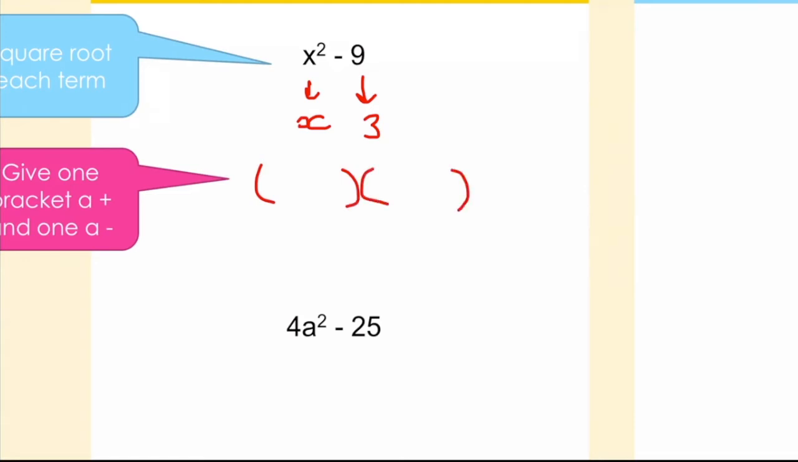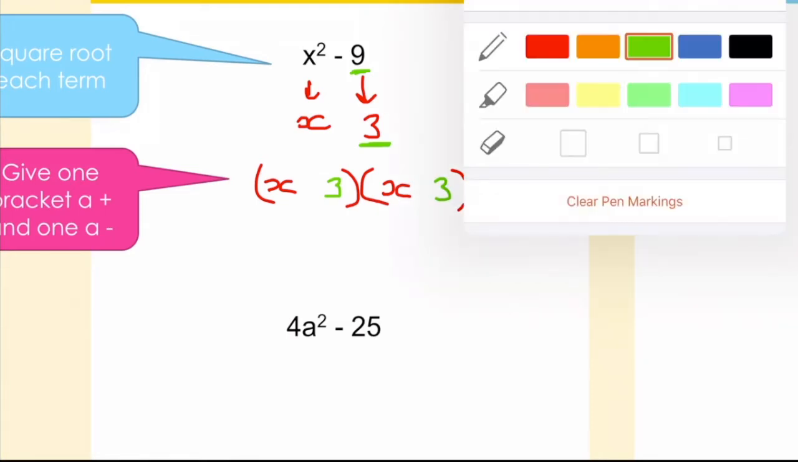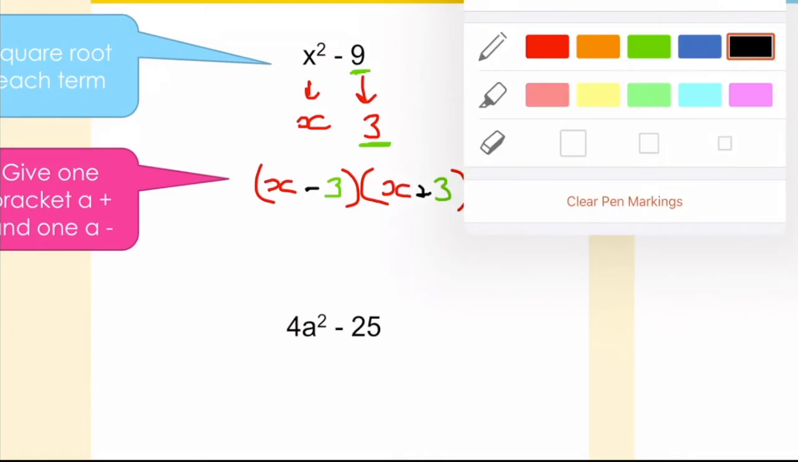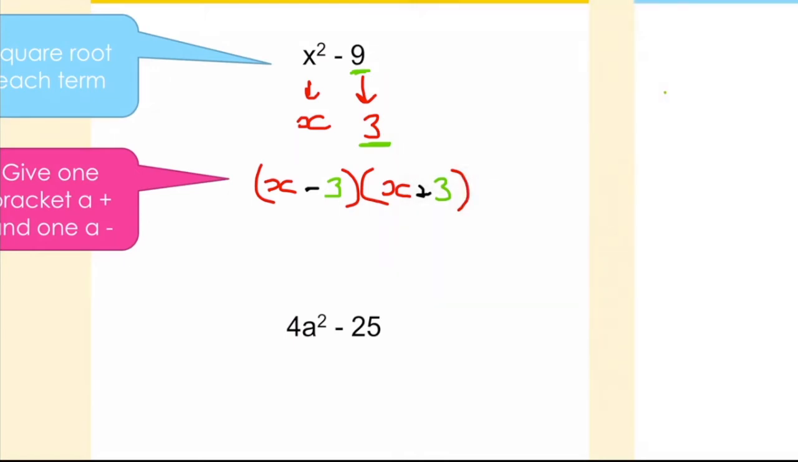Remember, to get my x squared at the beginning, I must have an x and an x. And that's because the square root of x squared is x. Now to get my second term, I had my number 3 there, because the square root of 9 was 3. So we pop a 3 in here and there. And then it's a subtract and a plus. It doesn't matter which way round you get them, they just have to be different. So one subtract, one plus.